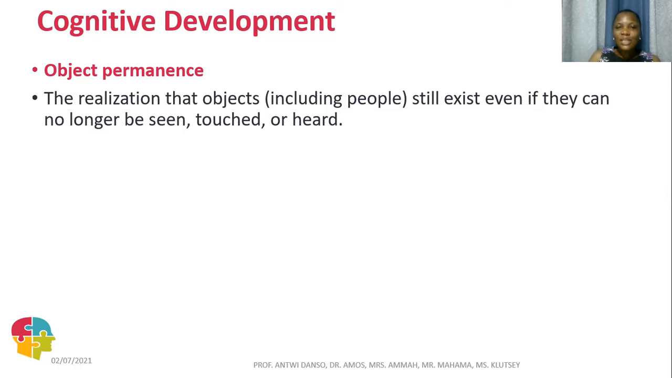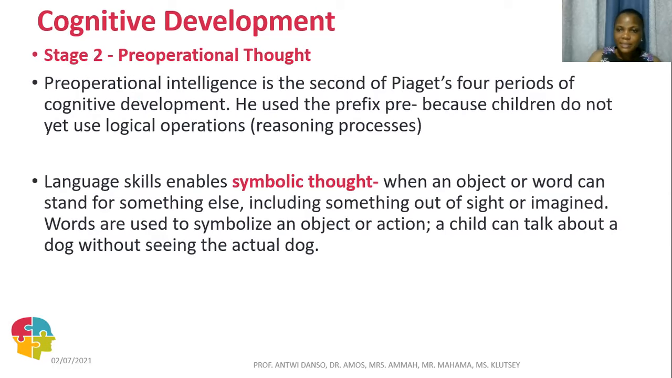But as they grow, they know that once you take the object out of sight, it doesn't mean that it doesn't exist anymore. So even if they are playing with the phone and you take it away, they go around looking for it because they know that objects exist even if they are taken out of sight. If they can no longer be touched or heard, they still exist. And that is what we call object permanence. So all that I've talked about is under stage 1.